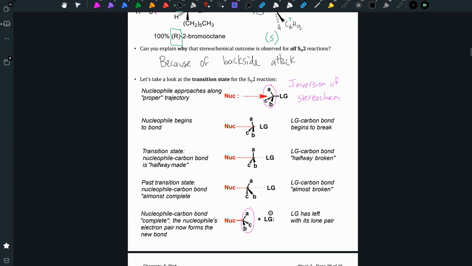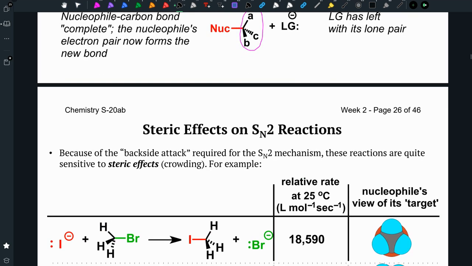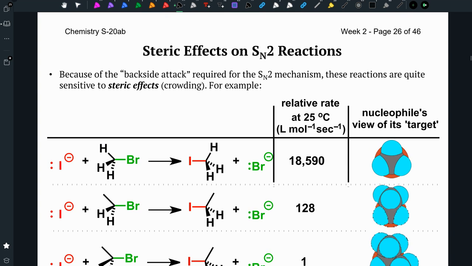All right, it's important to consider how fast this reaction might happen. Because we have to attack from the backside and because we are donating to sigma star CBr, we have to ask the question of how accessible is sigma star CBr? And what we're going to see is having other groups near that sigma star CBr orbital is going to make this reaction harder and therefore a lot slower.